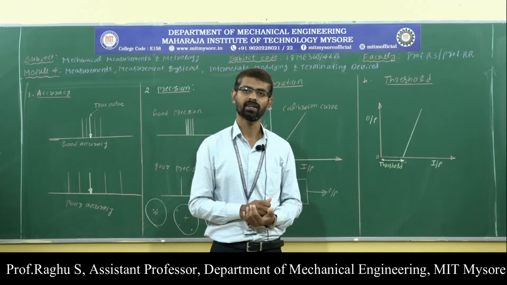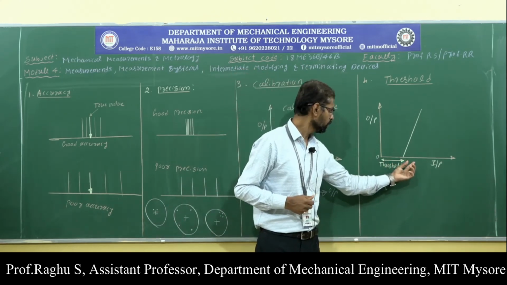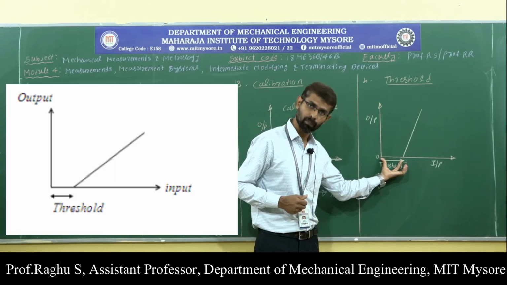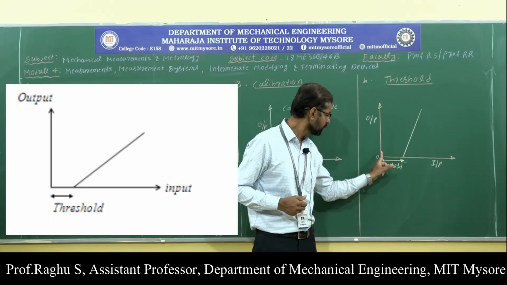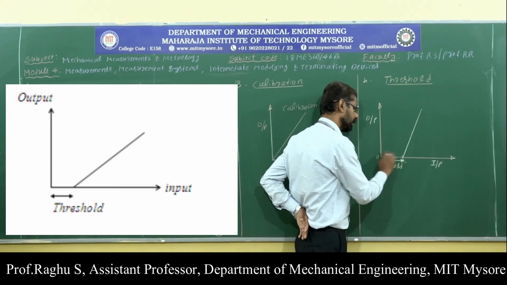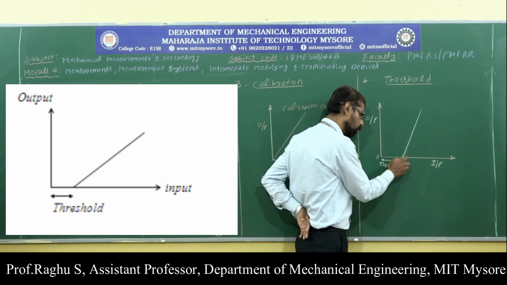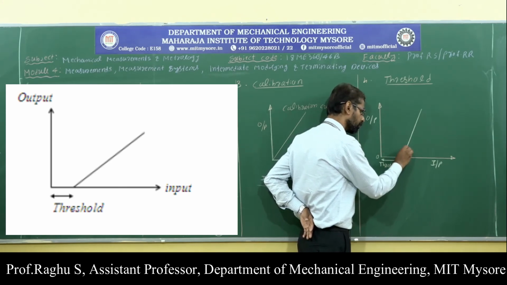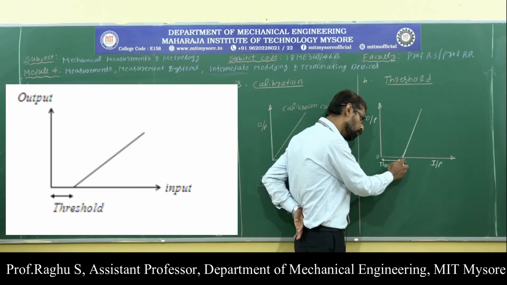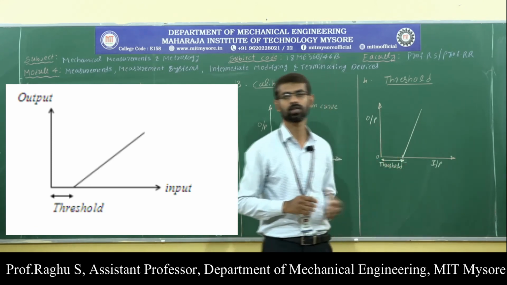So, the next static characteristic, threshold. Threshold means, this is the input and this is the output. The minimum value of input below which there is no output. Up to this value I am not getting any output. After this value, I am getting output. Therefore, this is the minimum value of input below which there is no output. This minimum value of input is called the threshold.